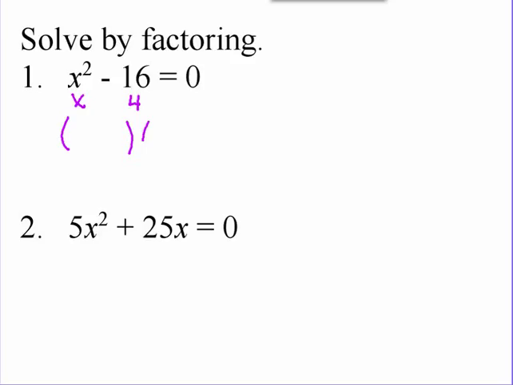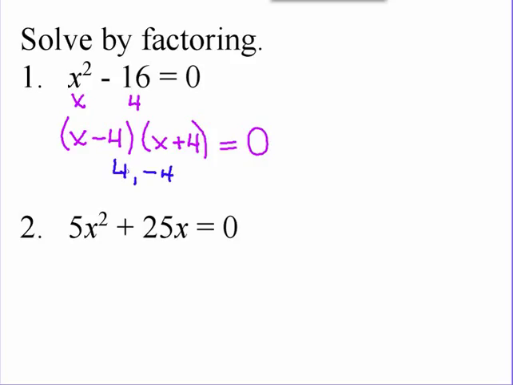There are two ways to do this. I could factor it this way. Does anybody remember what goes in each factor? X minus 4 and x plus 4. If you solve each of those, you'll get two solutions. Your solutions will be what? 4 and negative 4. Very good.